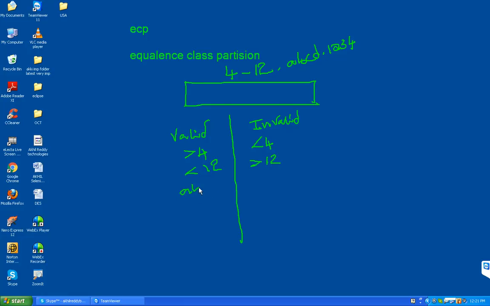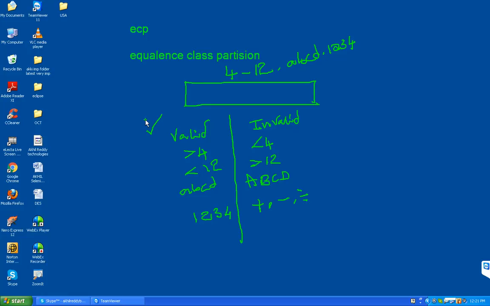ABCD valid, caps ABCD invalid, alphabets valid, special characters like plus, minus, divided by invalid. So with the help of valid inputs, if you do testing, that is called positive testing. With the help of invalid inputs, if you do testing, that is called negative testing.